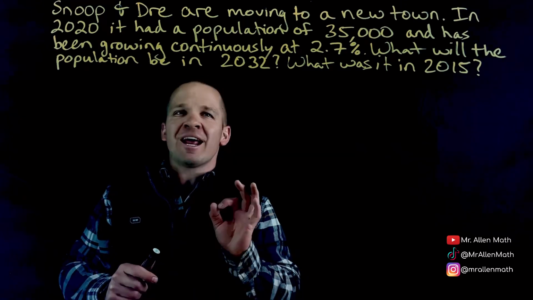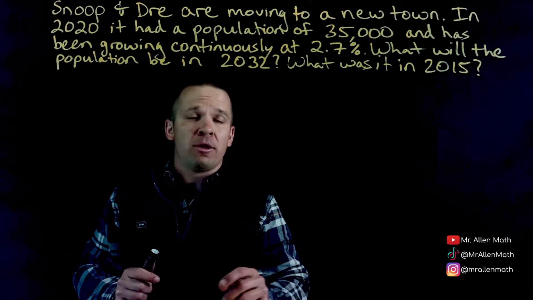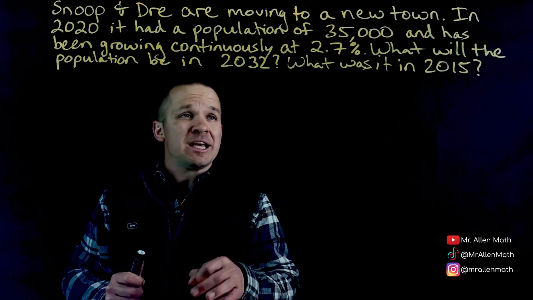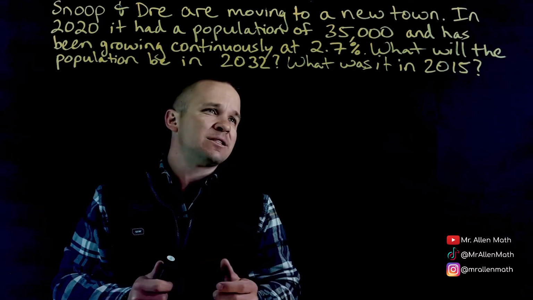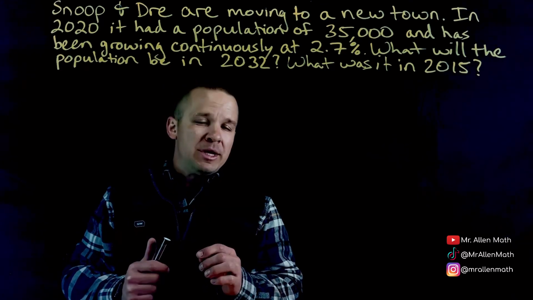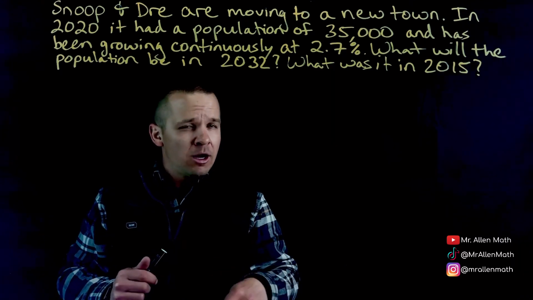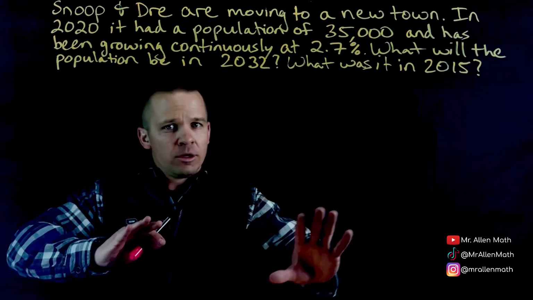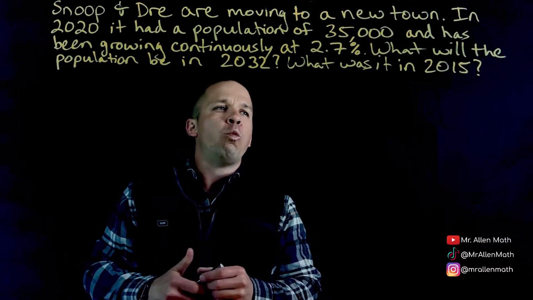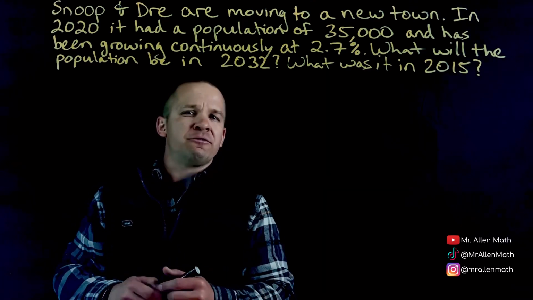In 2020, it had a population of 35,000 people and has been growing continuously at a rate of 2.7%. What will the population be in 2032? And also, assuming that this model is valid throughout this whole time frame, what was it in 2015?